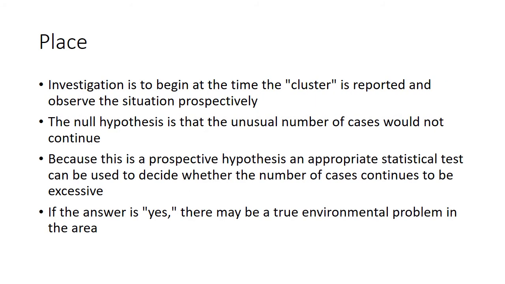So the investigation generally is going to begin at the time the cluster is reported, and they're going to observe the situation prospectively. So again, they're looking at time moving forward in this case, and they have to go back into our biostats, using the null hypothesis that the unusual number of cases would not continue. Again, it was just due to coincidence, just due to chance alone. Because we are using a prospective hypothesis, we're going to use an appropriate statistical test. We're going to decide whether the number of cases that continue tend to be excessive. If the answer is yes, then there could be an actual true environmental problem going on, or at least some sort of common exposure leading to this cluster of cases.